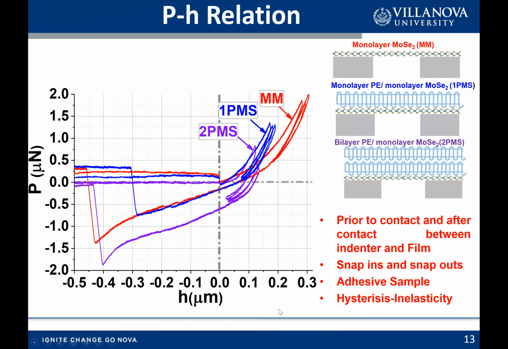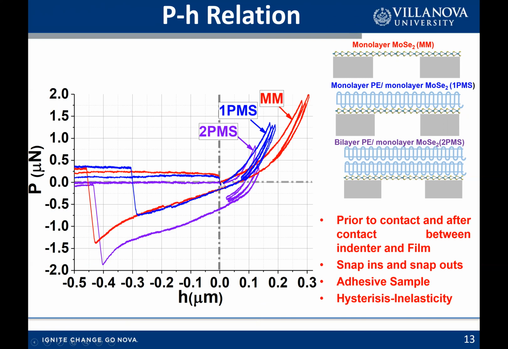So firstly, we studied the P-h relation. P-h means load versus displacement relation. So we can see in case of MM, meaning monolayer molybdenum diselenide, we will pay attention to the red curve first. So we see this one, this is approaching, and we see when there is snap in, that is load, there is a dip in the load, this is snap in.